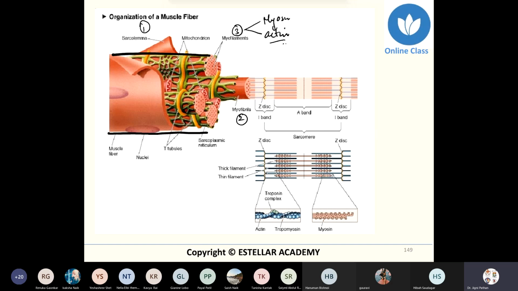The thick filament is myosin and the thin is actin. For this myosin, we need to draw the structure. Okay, we'll come back to that point. So this is how the myofilaments are attached, the myofilaments present in the muscle fibers, which are actin and myosin.